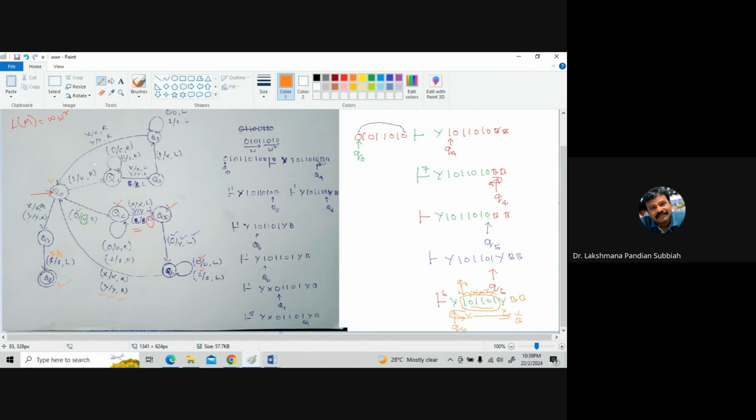Then all X and Y's are scanned until the blank space. So this is reaching now Q8. The Q8 is the final state. This is a way of designing the Turing machine for the language WWR. That's all. Thank you.